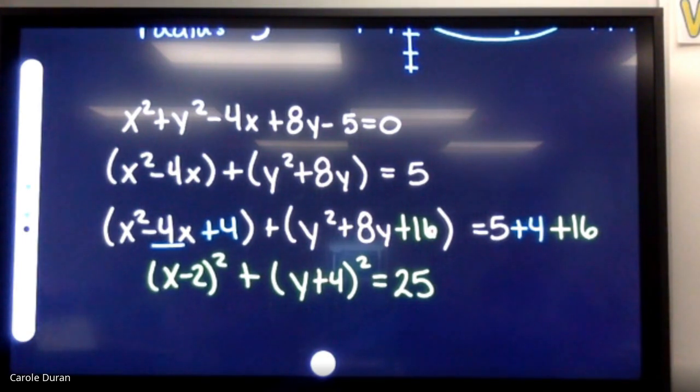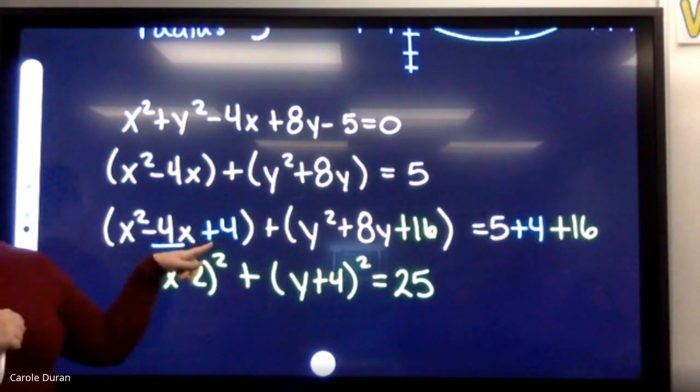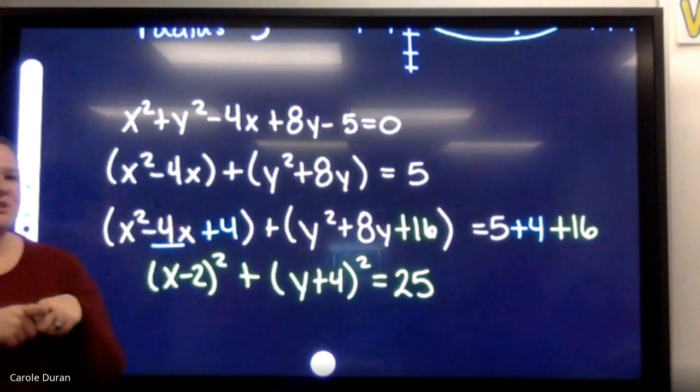Question: is it always add? For completing the square, yes. The third number? Yes, because I'm squaring it. So any number times itself is always positive.